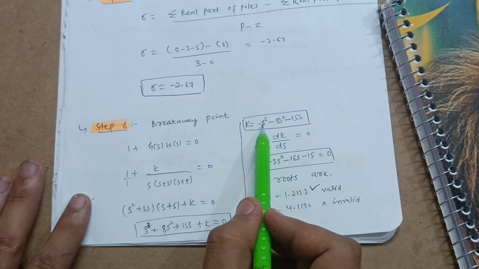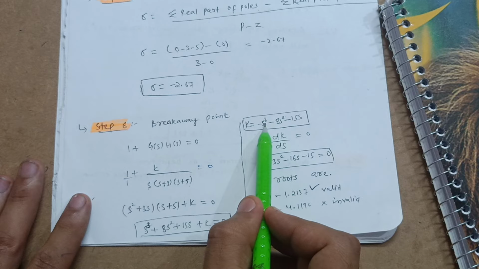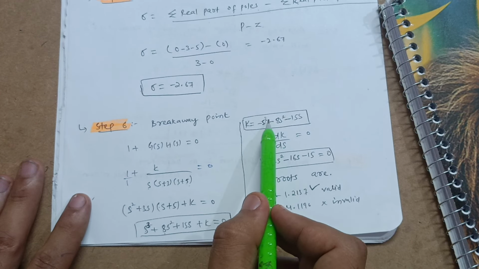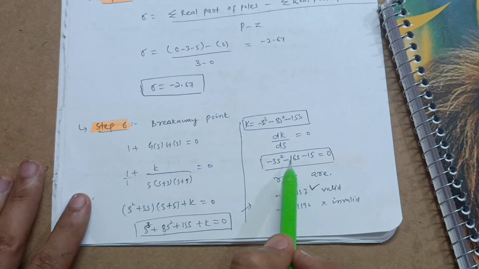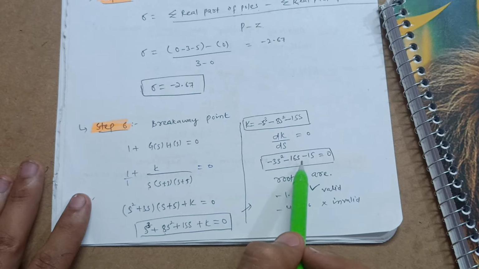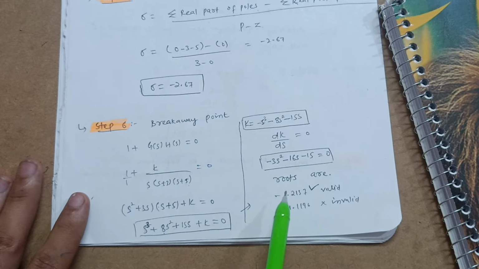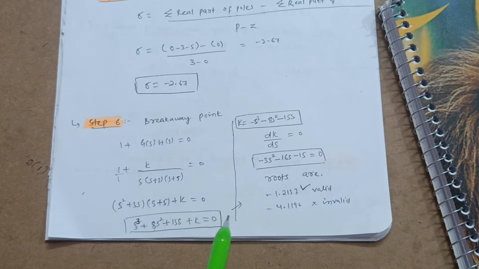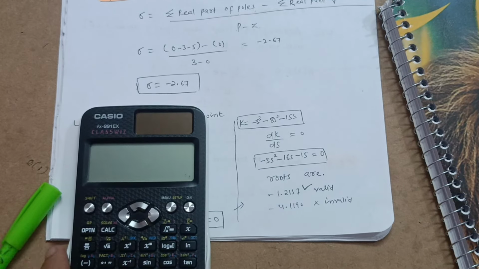If you differentiate this with respect to s, you get minus 3s square (the power comes down and 3 minus 1 is 2), minus 8 into 2, that is 16s, minus 15, the differentiation of 15s, is equal to 0. Now you have to calculate the roots of this equation. You can use a calculator to calculate these values. Okay, so let me show you how to calculate this value.